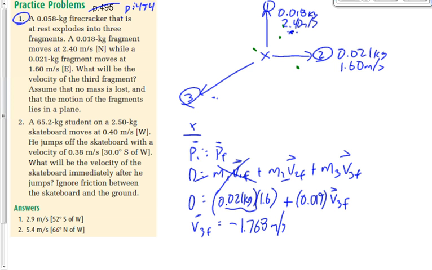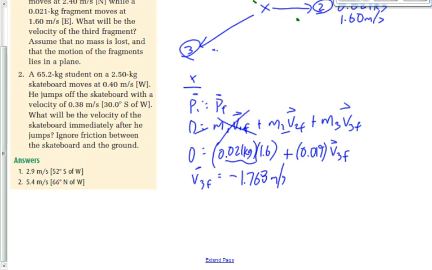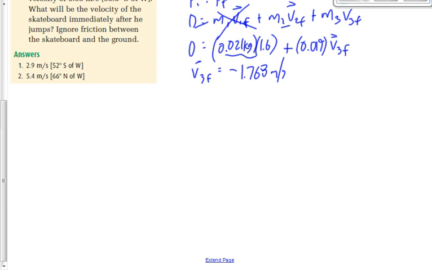Now, we know that we've guessed right when we predicted where it was going to go, right? Or at least we know that it's going to go to the left because we get a negative value for the x component of V3F. We also should get a negative value for the y component of V3F because it's going downwards. Let's check that and see now.